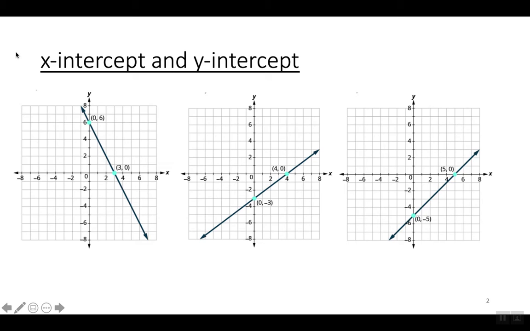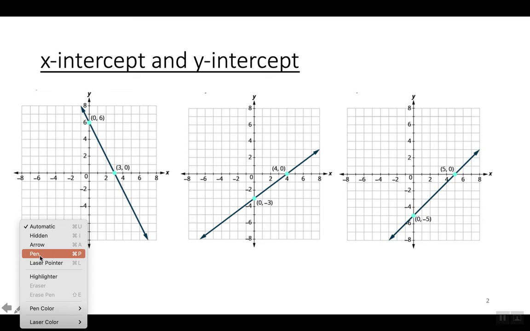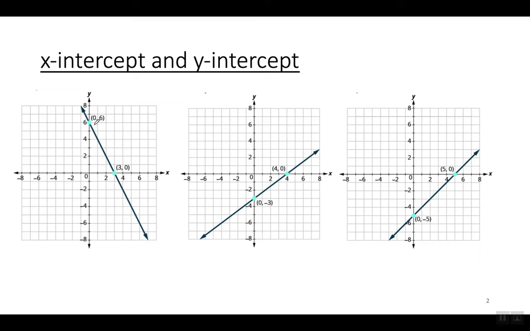Okay, but before I do that, I just wanted to do a real quick review, a real quick reminder. I'll go fast, but the y-intercept is where the line crosses the y-axis, and for the y-intercept, x is always 0. When you have the y-intercept, the coordinate for x is always 0. So right here again, the y-intercept is where the line crosses the y-axis.